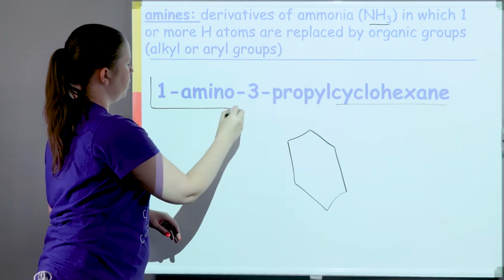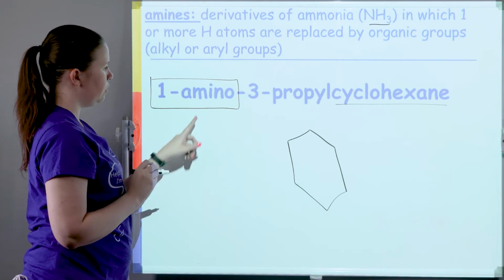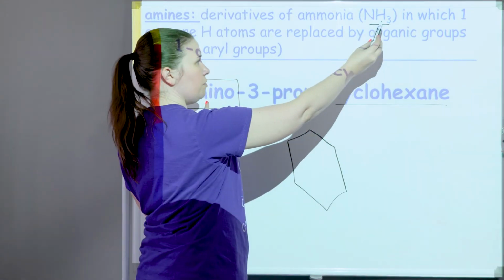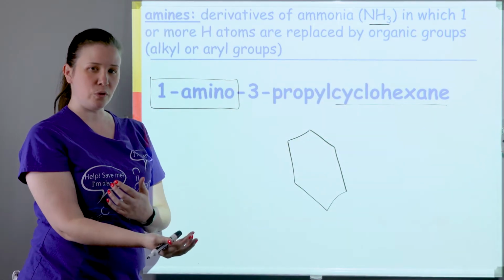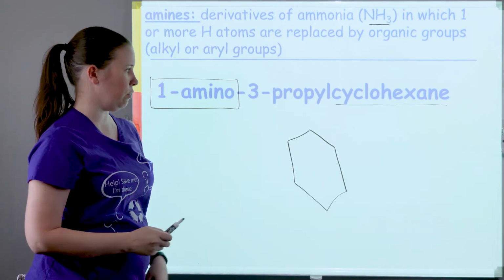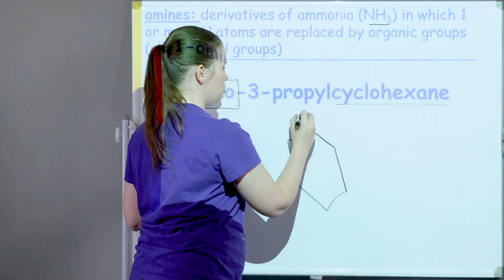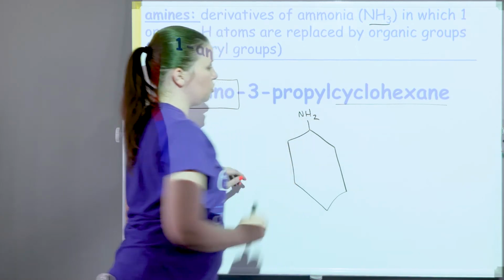The first attachment I see is a 1-amino. So amino would be my version of NH3, but remember you would have to lose an H to join up with the cyclohexane. So I'm going to add that in as just NH2.